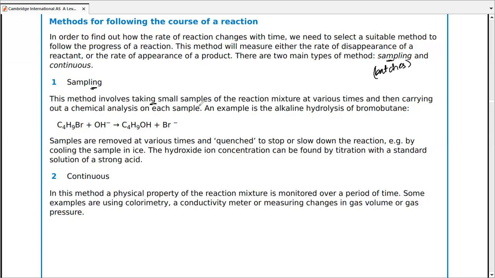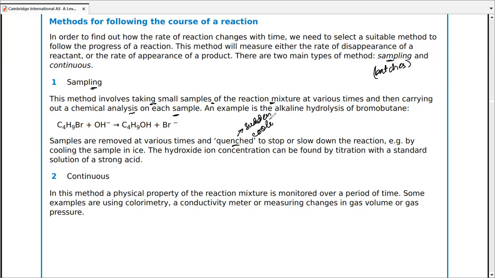So sampling: this method involves taking small samples of reaction mixture at various times, of course after regular time intervals, and then carrying out a chemical analysis on each sample. An example is the alkaline hydrolysis of bromobutane. Alkaline hydrolysis of bromobutane produces for us butanol and gives us bromide ions. In this case, samples are removed at various times and quenched. Quench means sudden cooling.